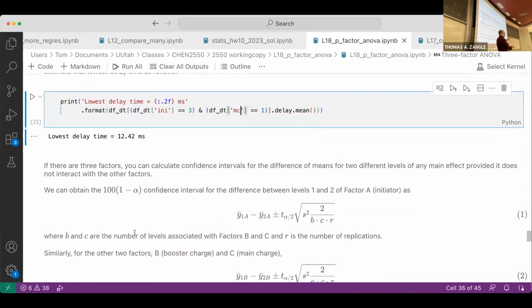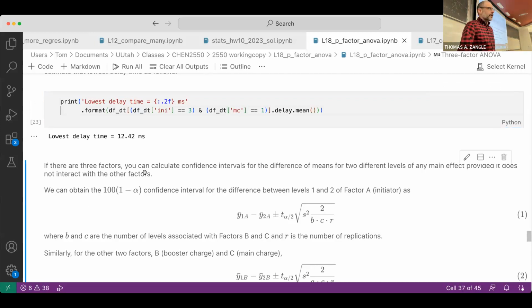So again, we slice the data by looking at the means at the different levels in order to try to understand what our results meant for those factors. Provided we don't have interactions, and remember we showed there was no evidence of interactions. Our ANOVA table showed that the p-values for all of the interaction terms were greater than 0.05. They're actually pretty large.